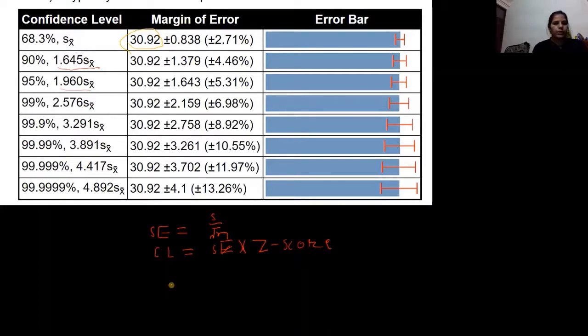In the first column you can see we have z-score values 1.645, 1.960 or 2.576. These are the z-scores, and Sx is the standard deviation of the mean, or standard error. So percent levels in combination with the z-score multiplied by the standard error show the margin of errors. In the second column, 30.92 is the mean of the means, which we calculated in the last slide. To calculate the margin of error or confidence limit, we will follow these two given expressions.